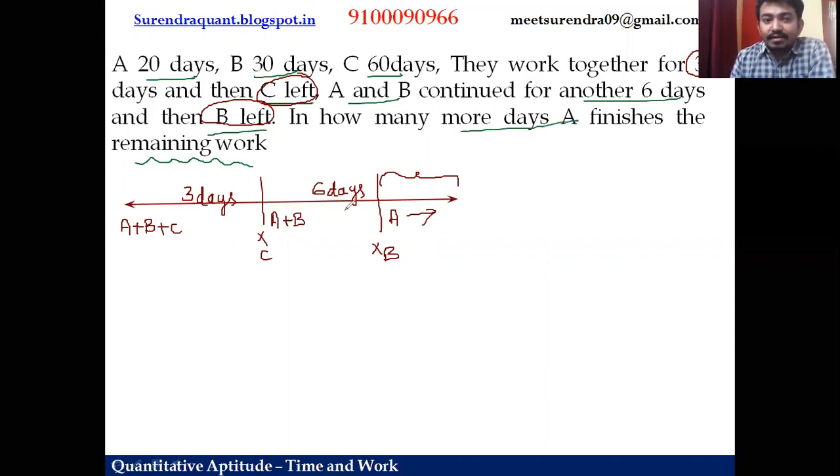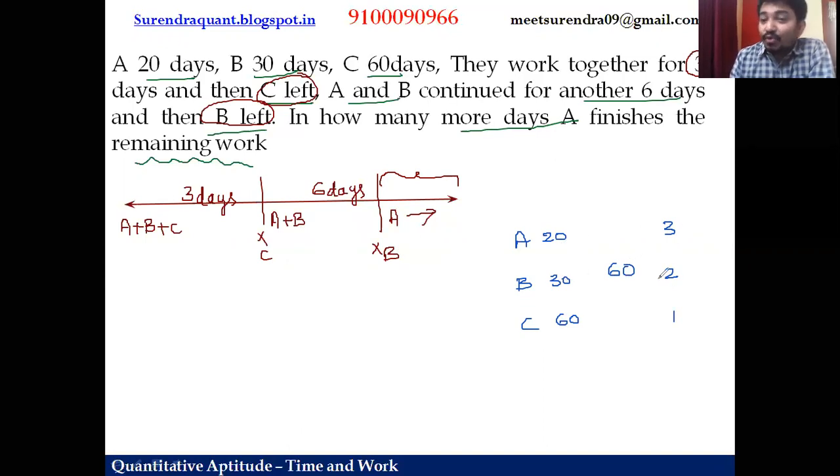So for that matter, let us consider the LCM. A in 20 days, B can do the same work in 30 days, C in 60 days. What is the LCM? LCM is the total amount of work, which is 60. 60 is the LCM for 20, 30, 60. 20 goes 3 times, 30 goes 2 times, 60 goes 1 time, right? I mean, 60 by 20 is 1 day work of A.